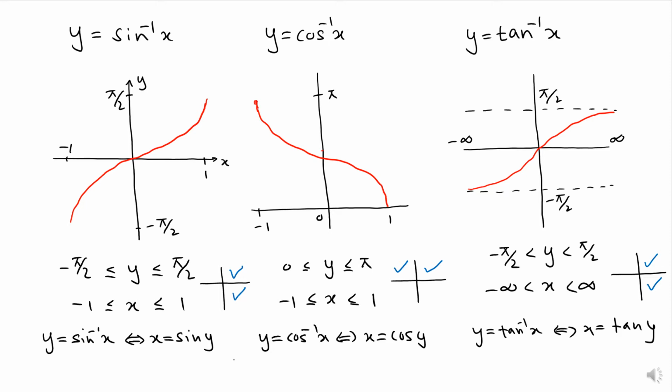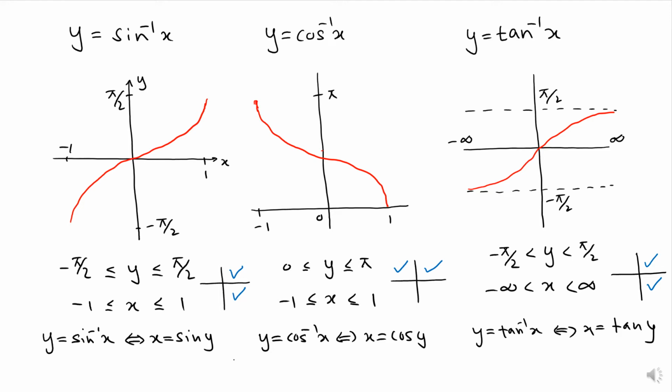The range of cosine inverse is going from 0 to pi, and the range of tan inverse is going from negative pi over 2 to pi over 2. Sometimes we also call these arc sine, arc cosine, and arc tangent, but we use the inverse notation. For sine inverse, the domain is from negative 1 to 1. That means if you have some value outside of that, you can't solve it, it's not defined. Cosine inverse is also defined between negative 1 and 1, and tan inverse is defined from negative infinity to positive infinity.